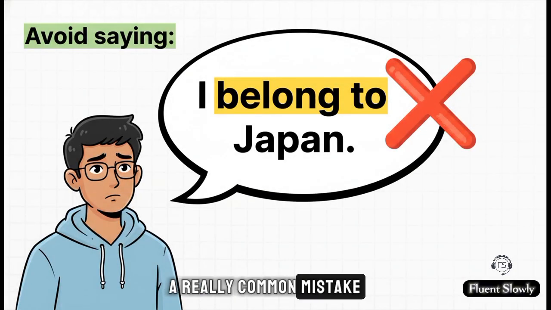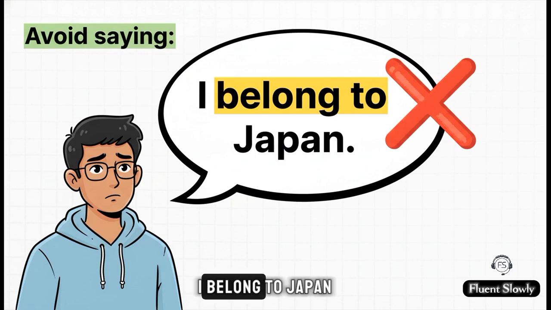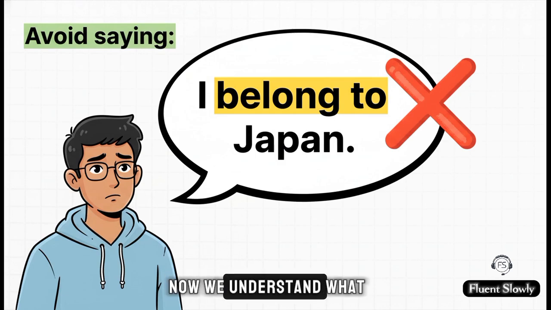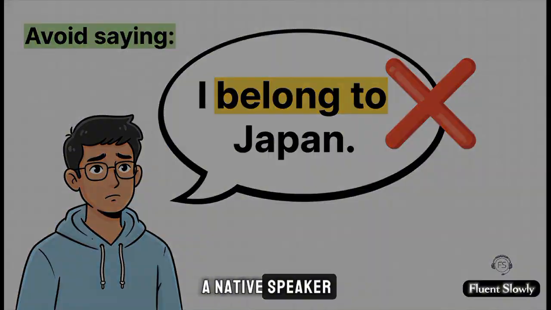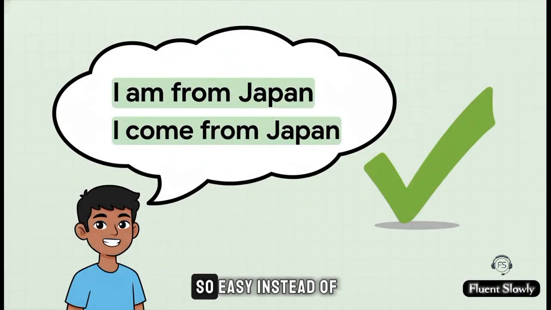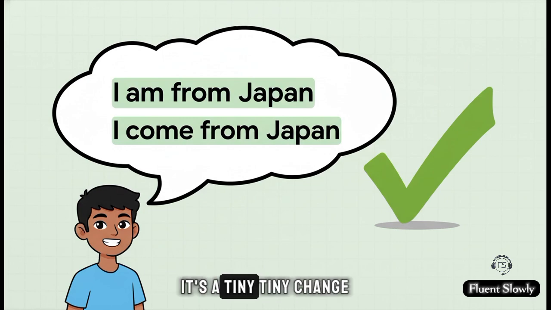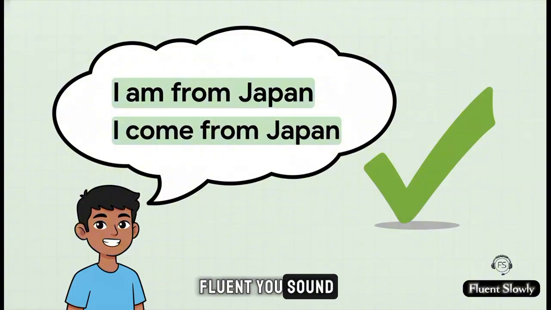Now let me give you a quick tip to make you sound super natural. A really common mistake I hear is someone saying, I belong to Japan. Now, we understand what you mean, but it sounds just a little off to a native speaker. And the fix is so easy. Instead of belong to, just say, I am from Japan, or I come from Japan. It's a tiny, tiny change, but trust me, it makes a world of difference in how fluent you sound.